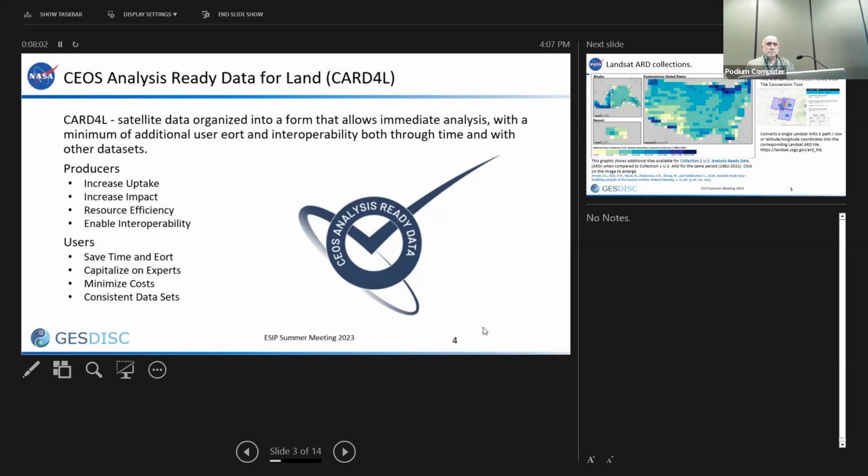And so, you minimize your costs because you spend more of your time actually analyzing data and less of your time manipulating it, and then of course that provides for consistency along the data sets.